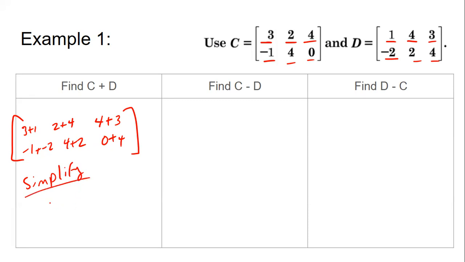Okay, so when you simplify your matrix sum, 3 plus 1 is 4. 2 plus 4 is 6. 4 plus 3 is 7. -1 plus -2 is -3. 4 plus 2 is 6. And 0 plus 4 is 4. So here is my sum.